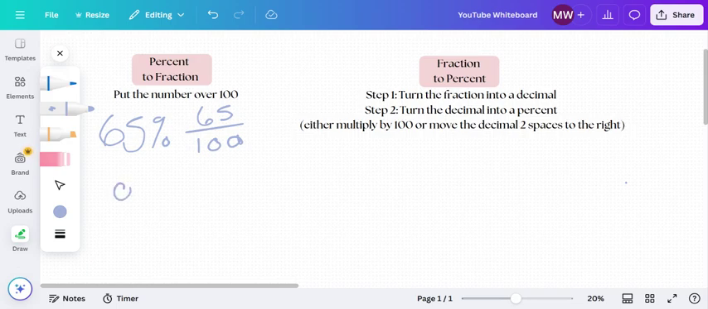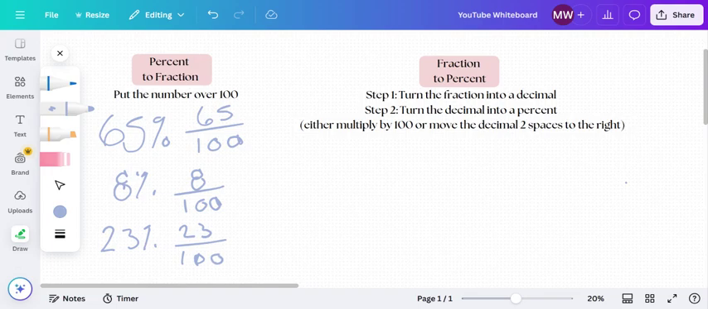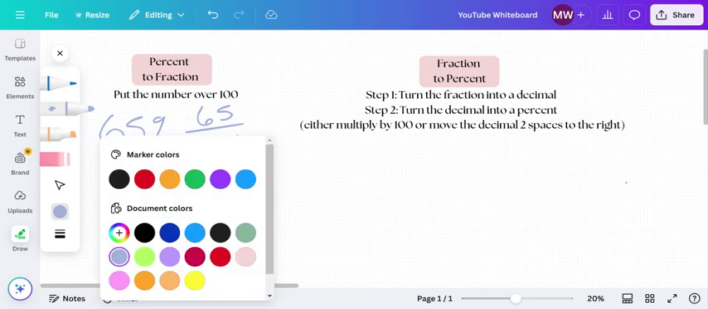Let's try another one. Say I have 8%. I take the 8, put it over 100, and there's my fraction. We'll do one more. Let's say we have 23%. We take 23, make it our numerator, make 100 our denominator, and we are done. We have just gone from percent to a fraction. That's our quickest one.